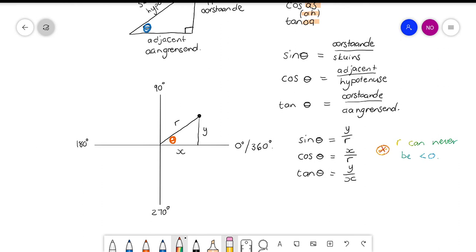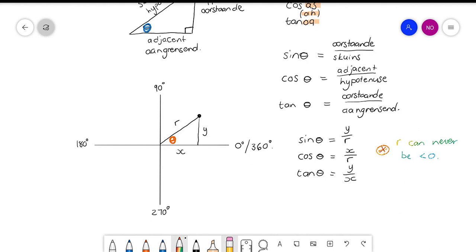R is nooit negatief nie. R will never have a value smaller than 0. But X and Y can. Because remember, if we're working in our 4 quadrants, there are certain places where a coordinate can have a negative X or a negative Y value, or sometimes both. Do you agree?